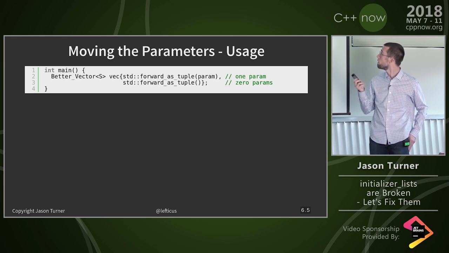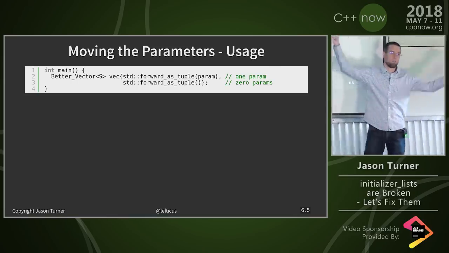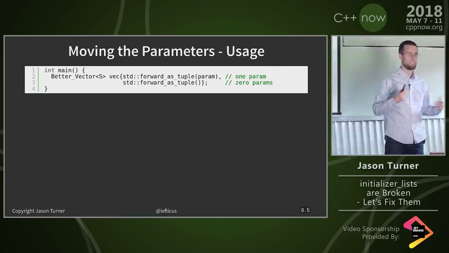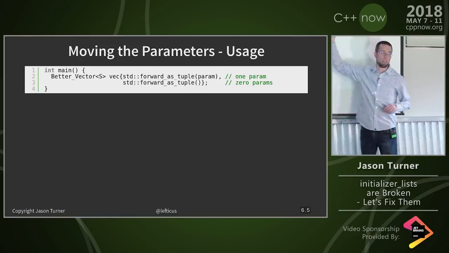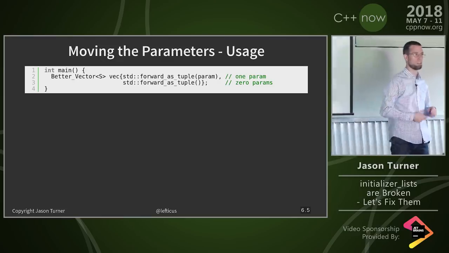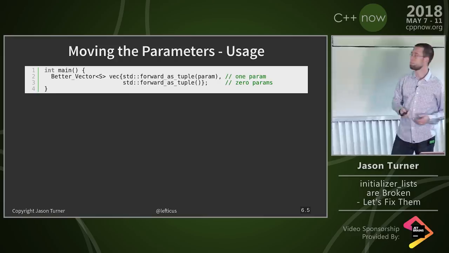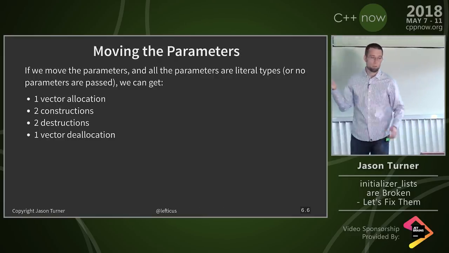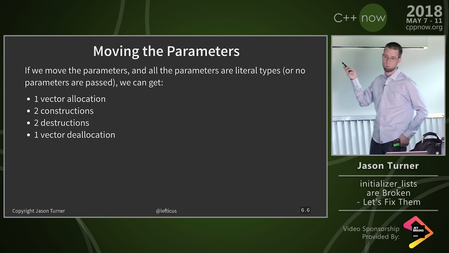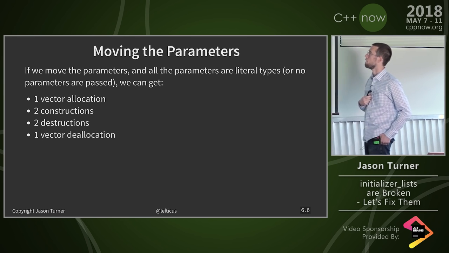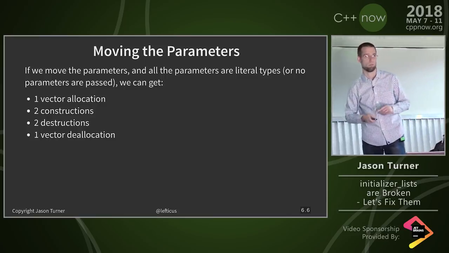And this particular one, if we wanted to go down this road, we have to somehow create a tuple set for each of the things we want to construct. It gives us the advantage of the zero parameter case being able to save an extra move in. So if we move the parameters and all the parameters are literal types, then we can get to the best case, I think, of one vector allocation, two constructors, two destructors, one vector deallocation.